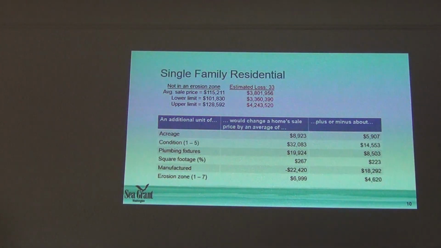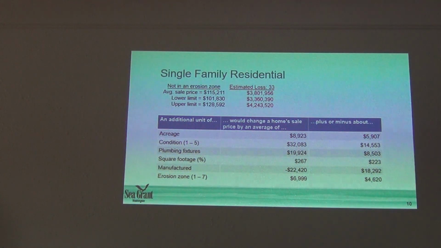So looking at single family homes, the average sale price for a home in the last 10-year time frame that I looked at is $115,211. It ranged somewhere between $101,000 and $128,000. With 33 homes lost, that equates to an average of about $3.8 million, somewhere in between $3.3 and $4.2 million. The regression shows some values for how these factors affect home price.